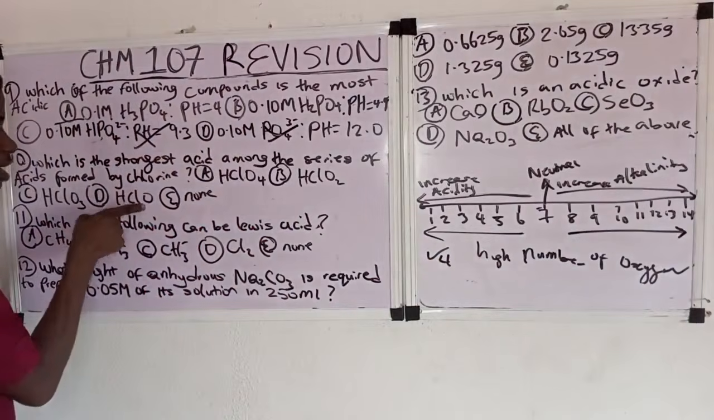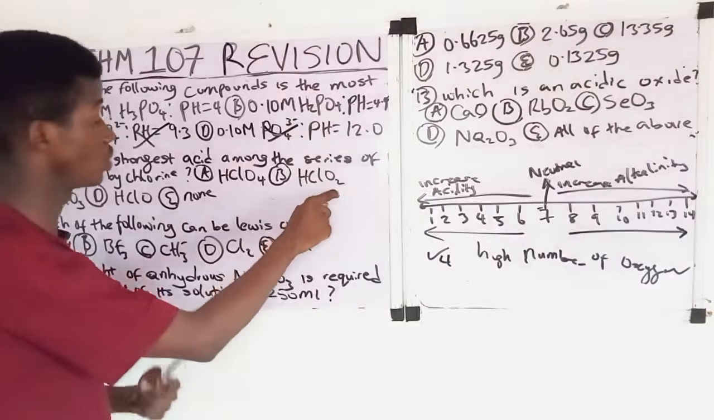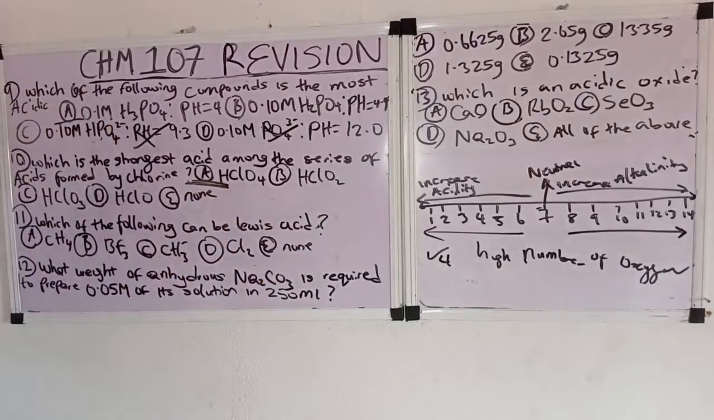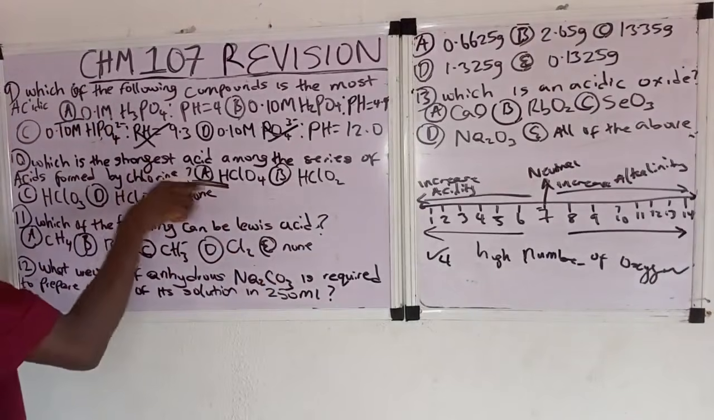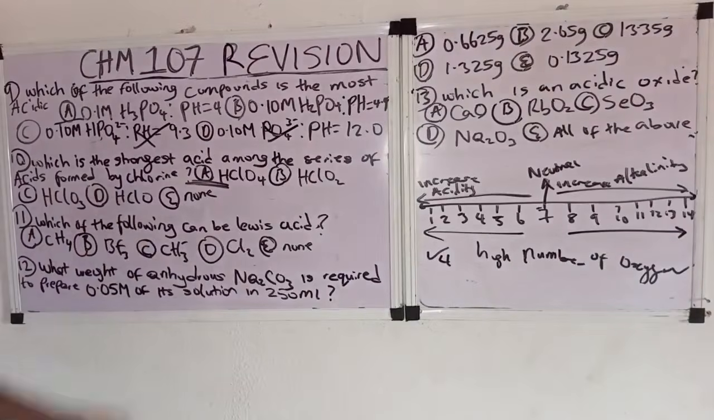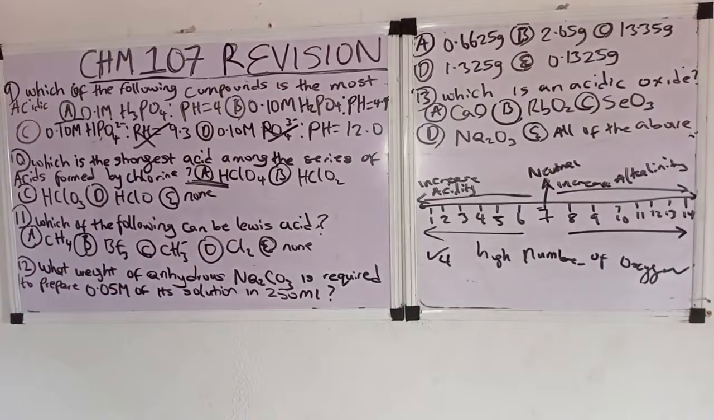If you look at here, the number of oxygen is 1. Here, the number of oxygen is 3. Here, the number of oxygen is 2. And here, the number of oxygen is 4. Therefore, this is the strongest acid in this series of acids formed by chlorine, the one that has the largest number of oxygen. Now move to the next question, question 11.